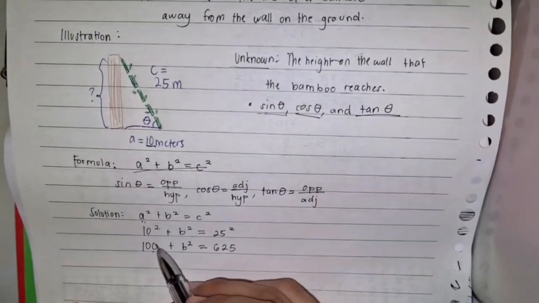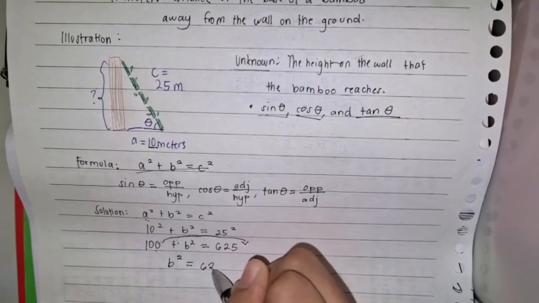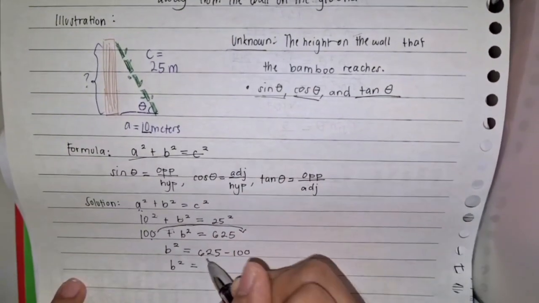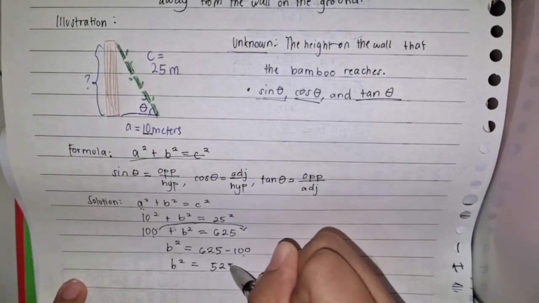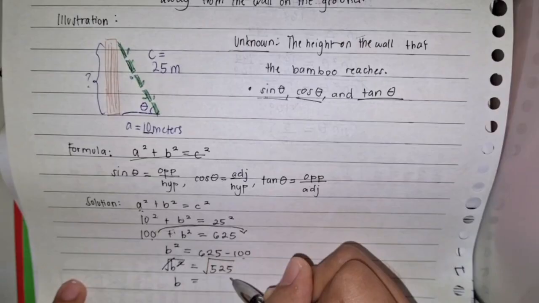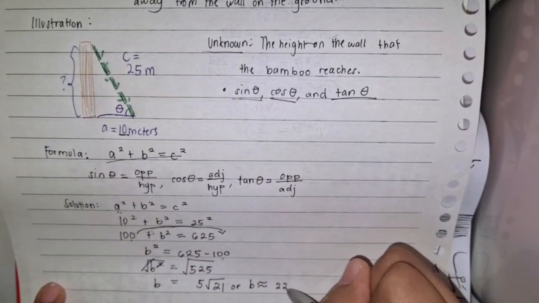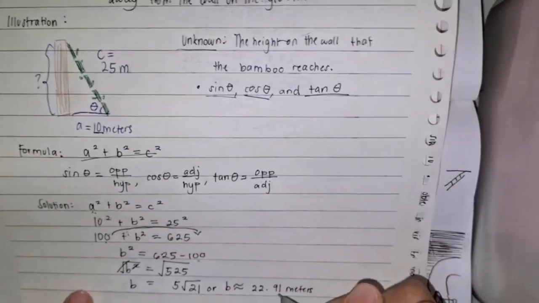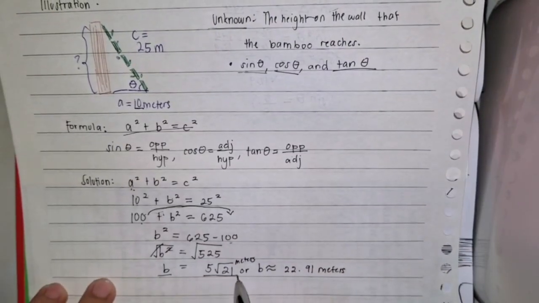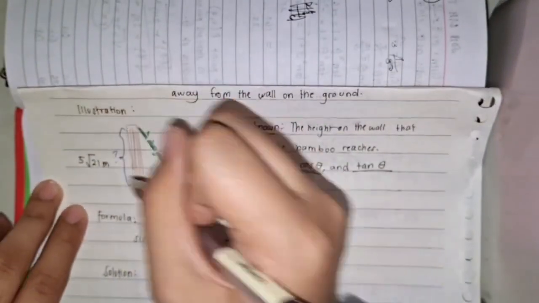So this 100 can be transposed to the other side. So b squared is on the left hand side. B squared is equal to 625. Positive 100 would be negative 100. So we'll have 625 minus 100, which would be 525. Square root of b squared cancel out. The square root of 525 would be 5 square root of 21. Or b is approximately 22.91 meters when converted in decimals. Don't forget the units. Since we got the value of b, 5 square root of 21 meters, we can write it here. 5 square root of 21 meters.